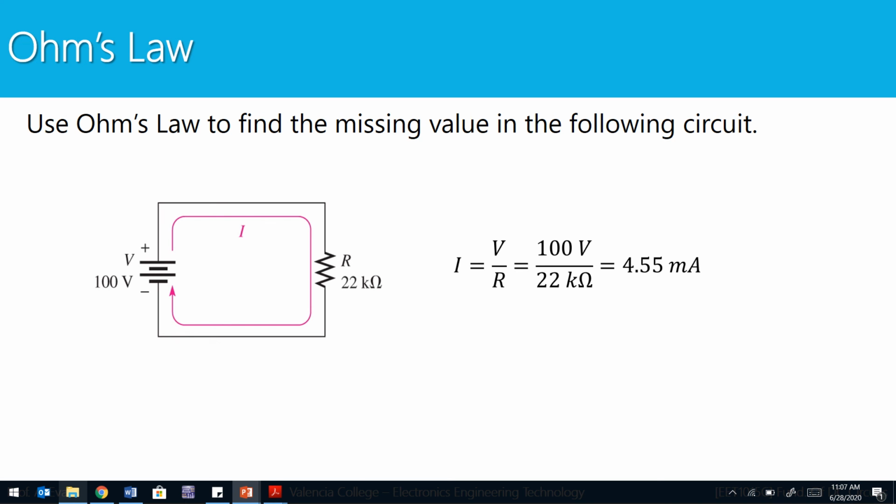You should have learned how to do these calculations in the intro class. If you're not sure about how to type these things into your calculator, shoot me an email. We'll discuss it. Anyway, when you type this in, you'll get 100 divided by 22,000, which will give you 4.55 milliamps. Now, your calculator is not going to tell you that it's 4.55 milliamps. Your calculator is going to give you 0.00455, and it's up to you to convert that to milliamps.